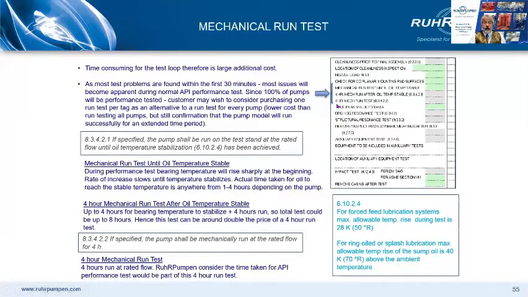There are 3 mechanical run test options listed here. First one, until oil temperature is stable. Well, this can be anywhere from 1 to 4 hours. Or a mechanical run test after oil temperature is stable, well, that means it could be up to 8 hours. And a straightforward 4-hour mechanical run test, we would carry out the performance test, say 30 minutes, then we would continue the test until the total running time is 4 hours.